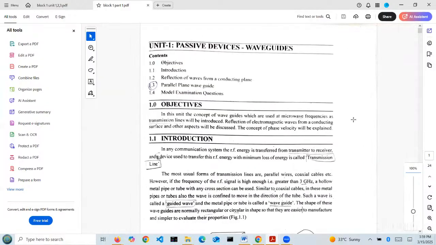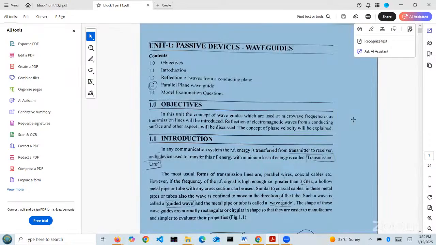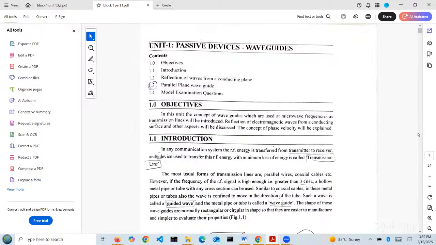First, unit 1, block 1. In this unit 1, passive devices, waveguides, as well as cutoff wavelength, we will see. First, what is the main theme of studying this chapter? In this, we are studying about the waveguides. Where are we using these waveguides? Waveguides are used at microwave frequencies for transmission as well as for the receiving side. For this, we will discuss a few terms: phase velocity, group velocity, which type of waveguides we are using, at what frequencies these will be applicable and useful. We will see all these things.